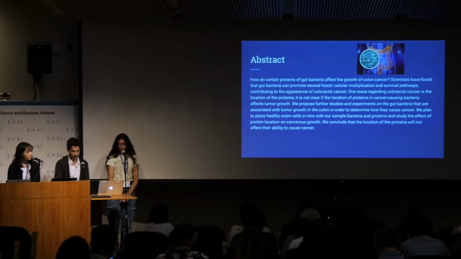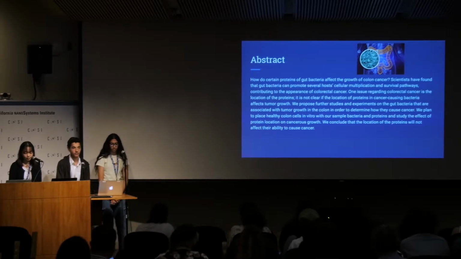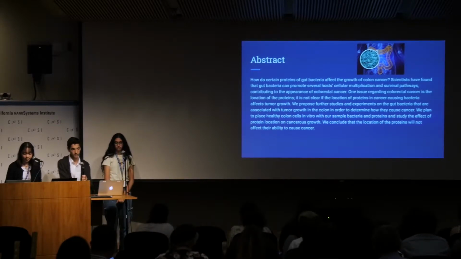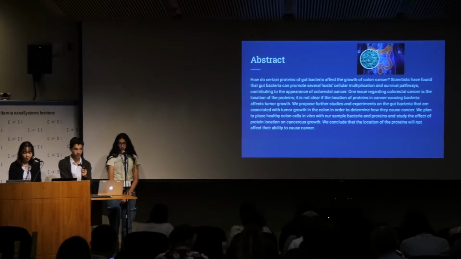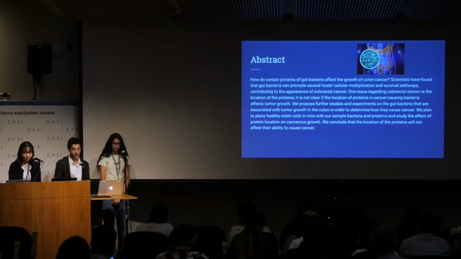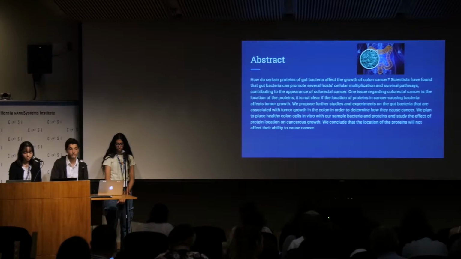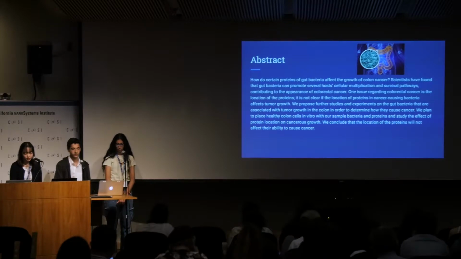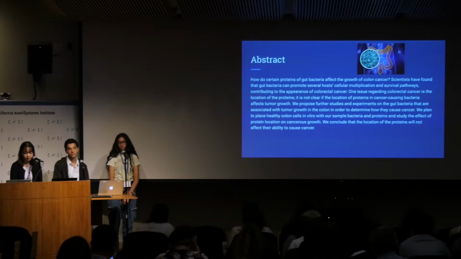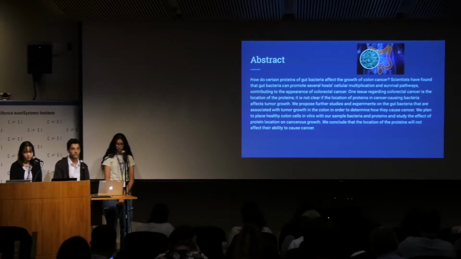So, how do certain proteins of gut bacteria affect the growth of colon cancer? Gut bacteria is one of the many types of microorganisms found in the gut microbiome of humans. Scientists have found that gut bacteria can promote several host cellular multiplication and survival pathways, contributing to the appearance of colorectal cancer. One issue regarding colorectal cancer is the location of the proteins. It is not clear if the location of the proteins in cancer-causing bacteria affects tumor growth.